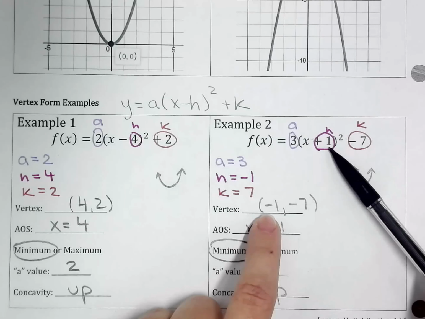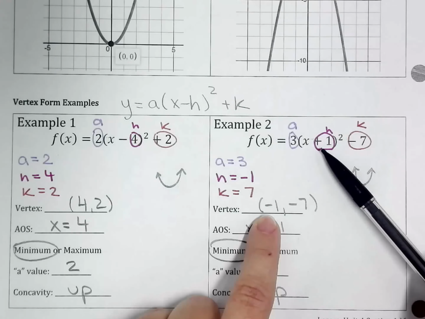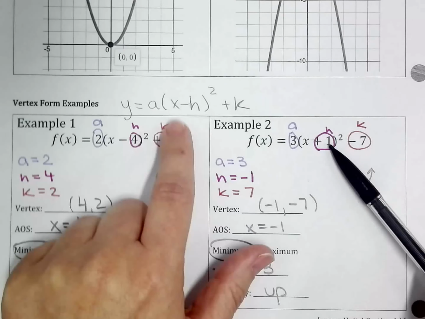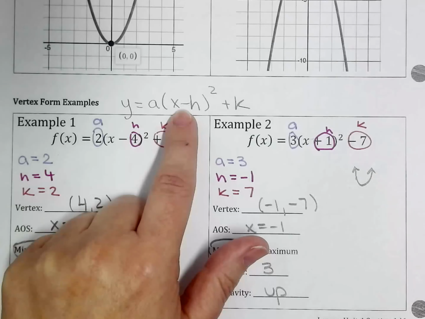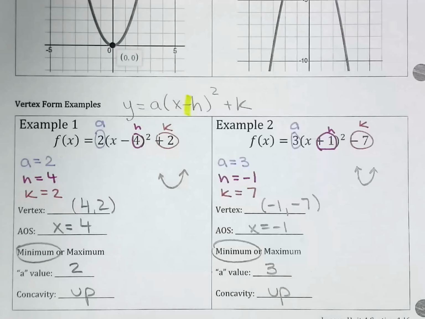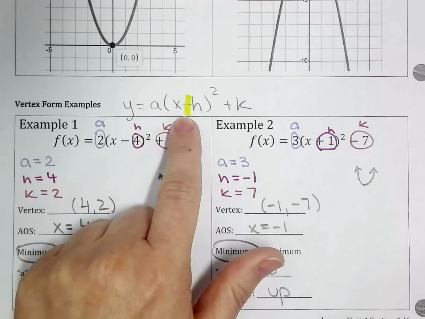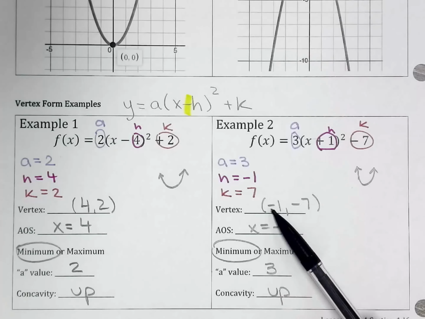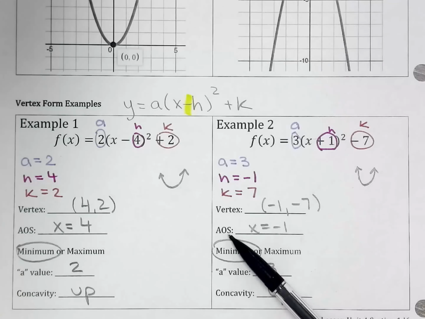The vertex is h and k. Be careful with this, because even though it says plus 1 right there, remember the minus belongs to the formula, okay? That minus doesn't belong to 1. So that minus right there belongs to the formula. That's why it's -1, -7.